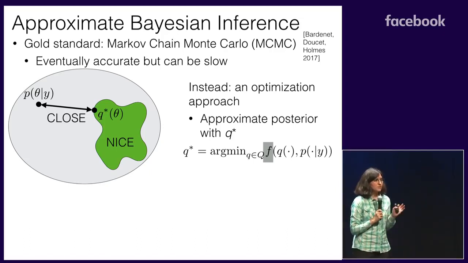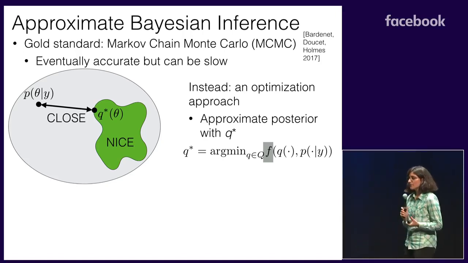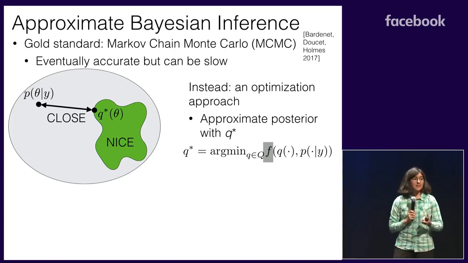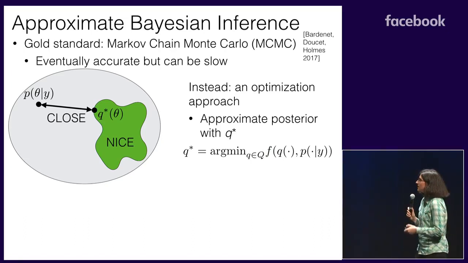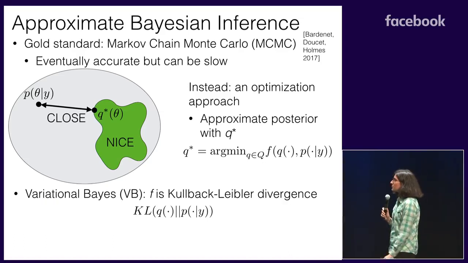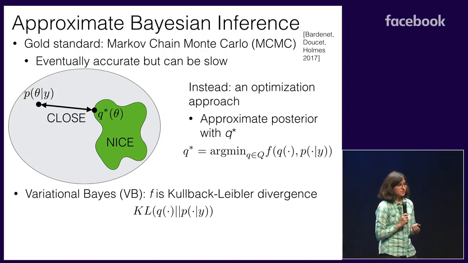Well, there's a reason that I'm avoiding the word distance here, because distance has a very particular meaning. Distance means that F is positive definite, and it's symmetric. And actually, we're not going to make that assumption here. We're going to assume, in fact, if we use variational Bayes, that F is not symmetric, that it's the Kullback-Leibler divergence in a particular direction.